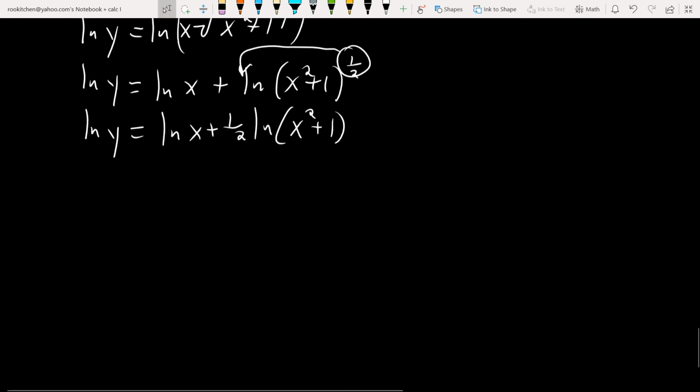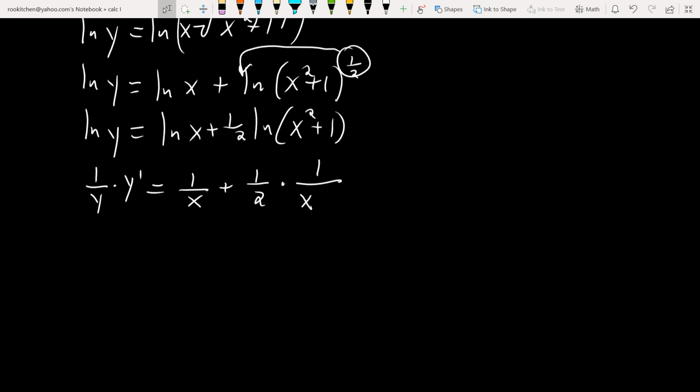And then take the derivative of everything implicitly. So you have, on the left, the derivative of the ln of y is 1 over y, and then you have to tack on a y prime. On the right, derivative of ln of x is 1 over x, plus leave the 1/2 alone, times the derivative of ln of x squared plus 1 is 1 all over the guts, x squared plus 1, times the derivative of the guts, which will be 2x. So we have 1 over y times y prime. Clean it up a little bit. 1 over x plus x all over x squared plus 1.